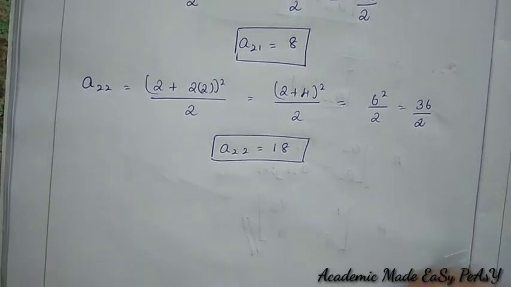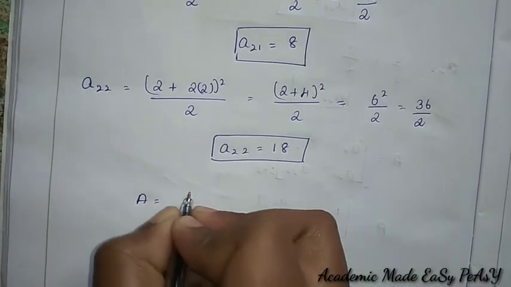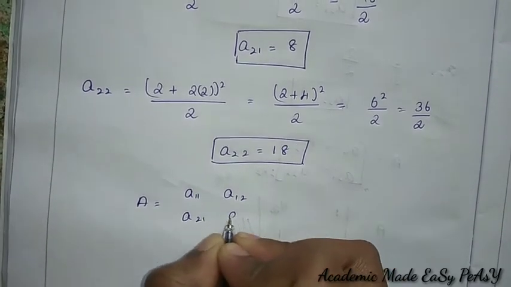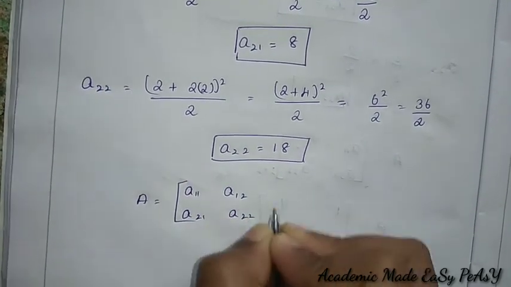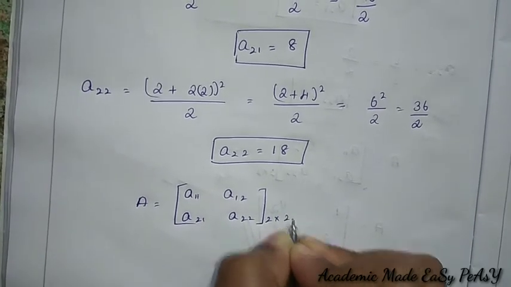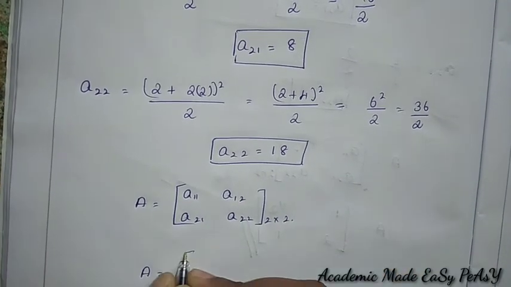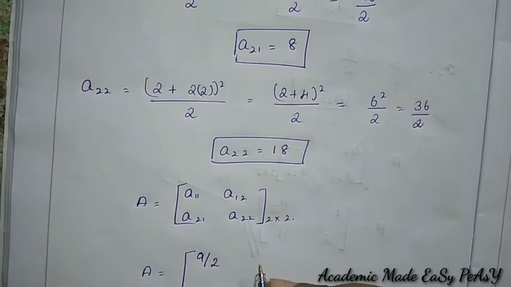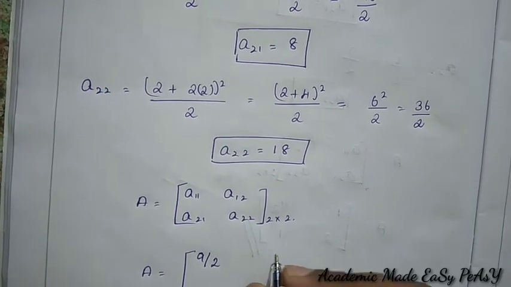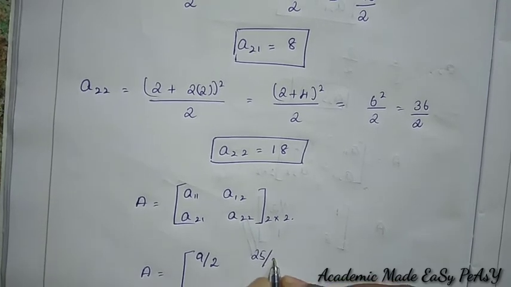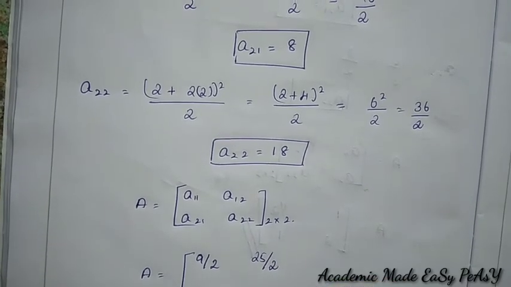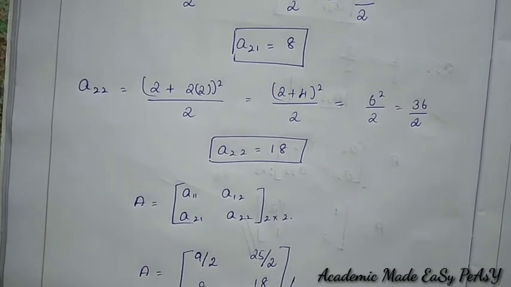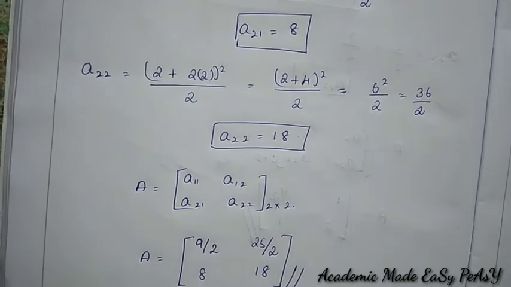So now I will write A is equal to A11, A12, A21, A22. This is the general form. So now I will substitute the values for all the elements. A11 is 9 by 2. A12 is 25 divided by 2. A21 is 8 and A22 is 18. So this is the required matrix.